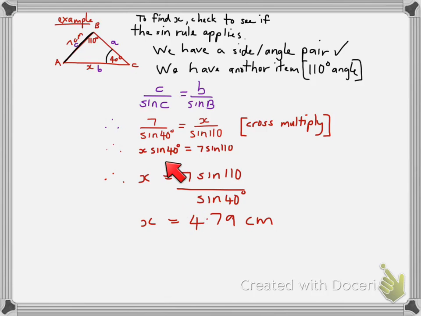Now we can skip this step in the middle here if we like. If we wanted to find x, we multiply the diagonal that we know the values of and divide by the remaining item, which is the sine 40. So to find x, we multiply 7 with sine 110, and then we divide by sine 40.